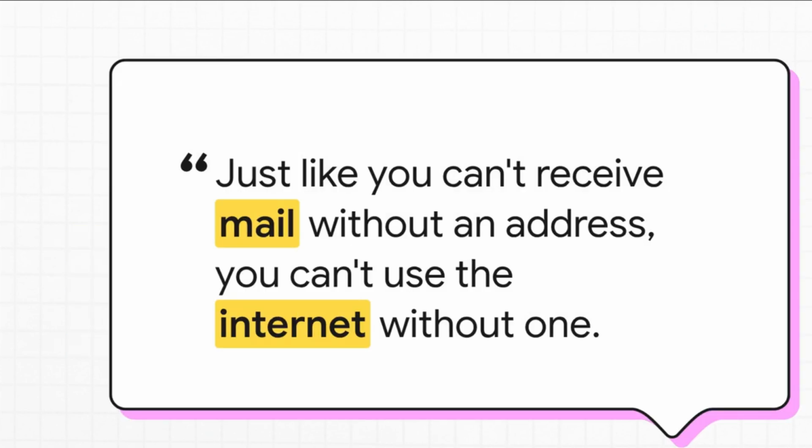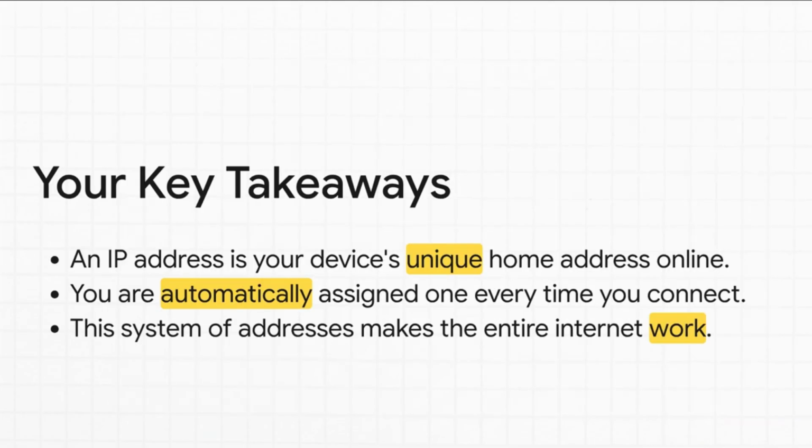And this brings us to the most crucial point. You have to remember this. IP addresses aren't optional. They're not a nice to have. Just like you can't get mail without an address, your device can't use the internet without an IP address. It's completely invisible without one. So let's just quickly recap the big stuff. An IP address is your device's unique home address online. You get one automatically every single time you connect. And it's this incredibly simple yet powerful system of digital addresses that makes our whole online world work.